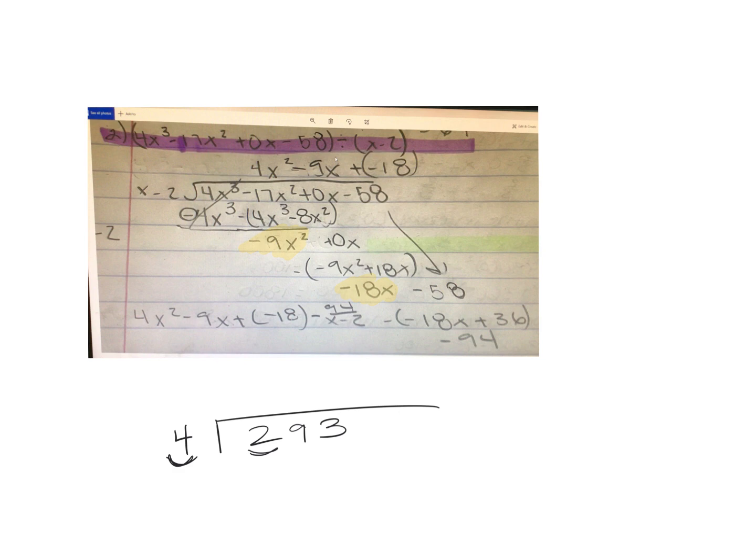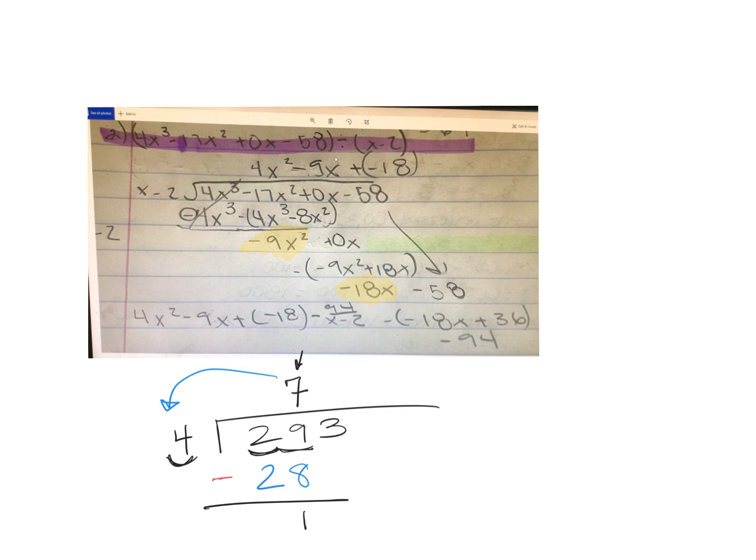So 4 times something to make the number 2 doesn't work. So I have to think about it more like the number 29. 4 times what makes 29? Well, the closest thing would be a number 7. So I'm putting 7 up here. Then I take that 7 and multiply it with 4, which makes 28, and I write that number there. Then we subtract those two things, which leaves me with a number 1.